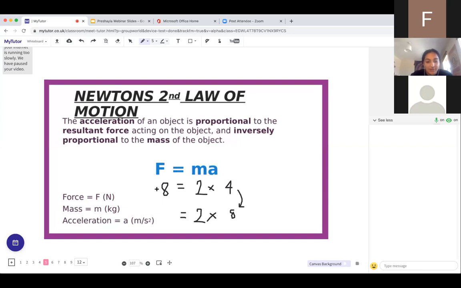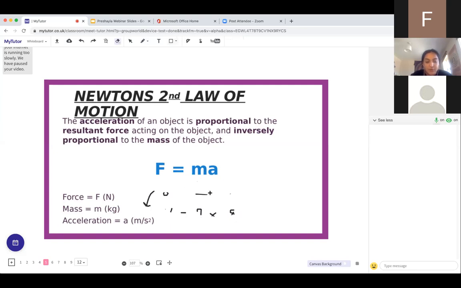So we have to double our force, which is 16. Okay, so if you double acceleration, you can clearly see that you double force for a constant mass. So the mass stays as 2 kilograms, but if we double acceleration from 4 to 8, we double force from 8 to 16. And this works with any multiplication factor and any division factor. Okay, so that's proportionality, but what about inversely proportional?